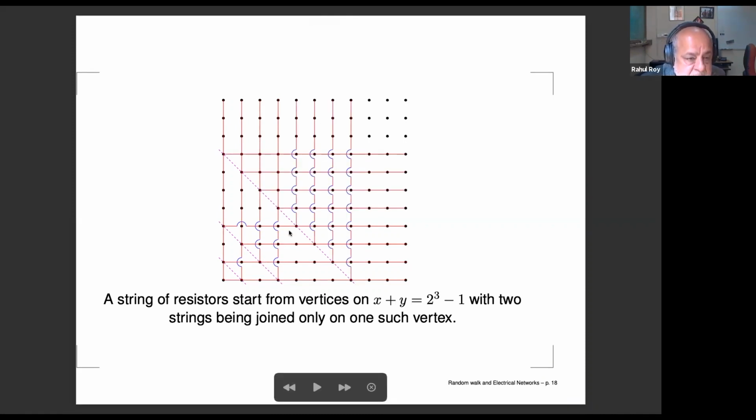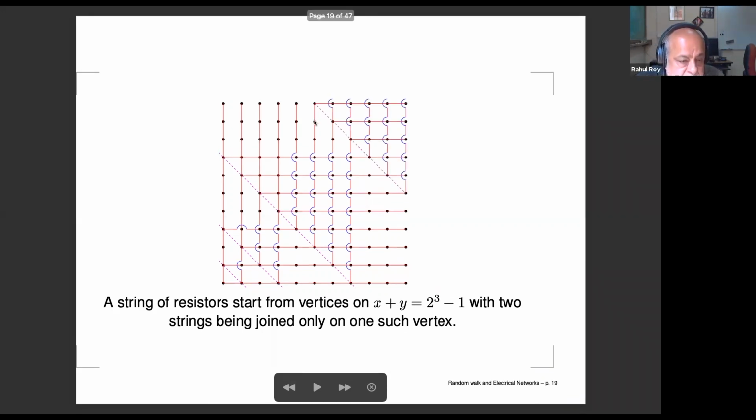And then similarly, I do it for x plus y equal to 2 cubed minus 1. So I've shown all these here. And next, from the next line, etc. So this is the collection of resistors.